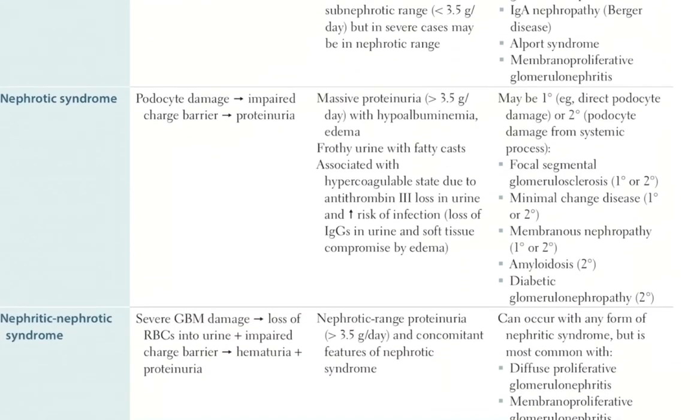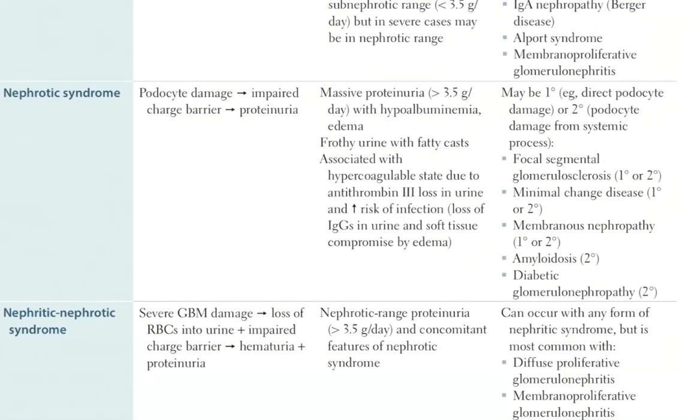Now let us talk about nephrotic syndrome. It is O, nephrotic. Let us remember the O with the O of protein. Or we can also remember it with the O of podocytes. Is it clear? So nephrotic, podocytes, proteinuria.